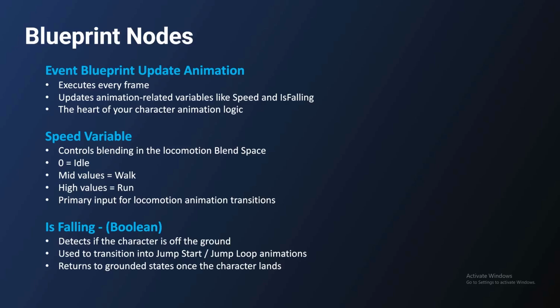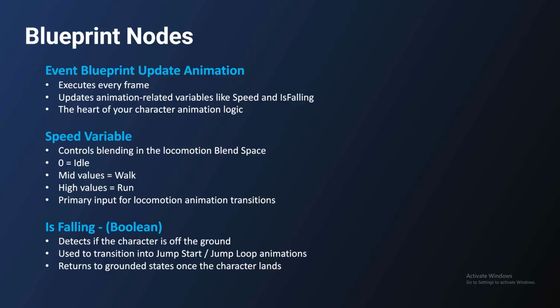And the last variable which we created was a Boolean called falling, which cross-checks whether a character is falling or not. And if it is, we can switch between different animations, whether it should be jump, or fall, or return to the ground state.